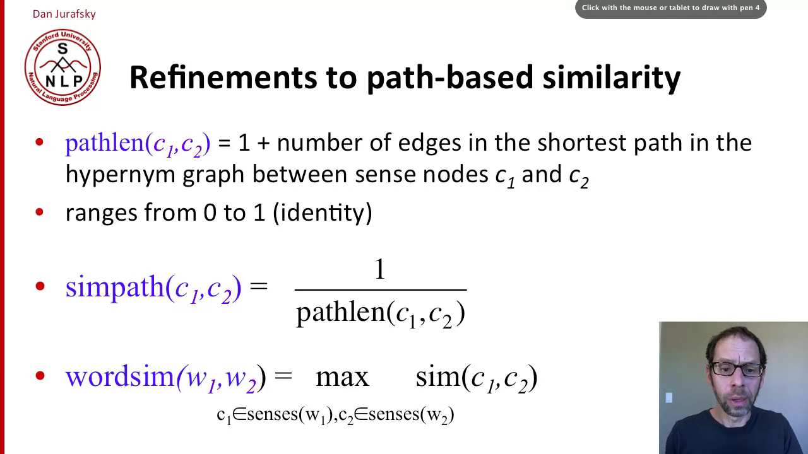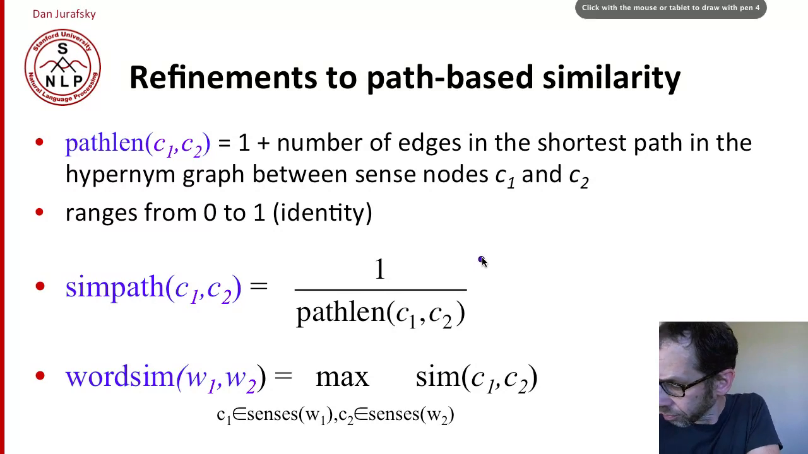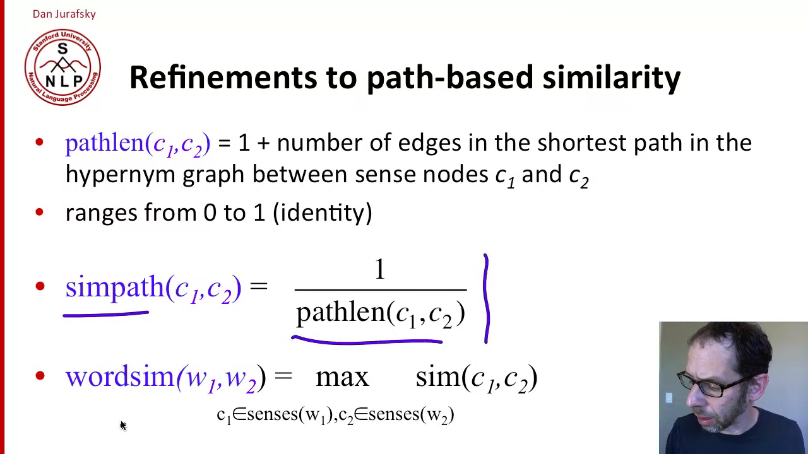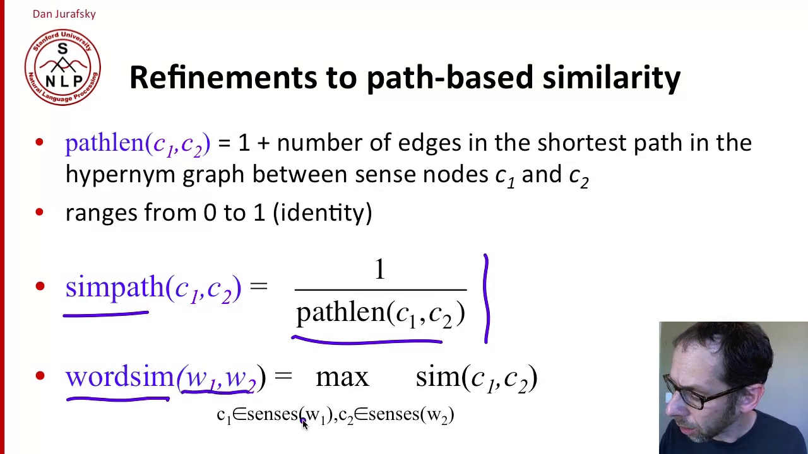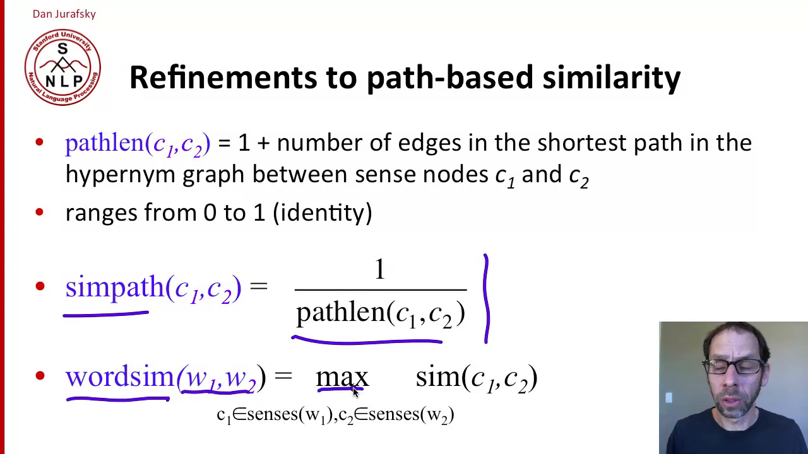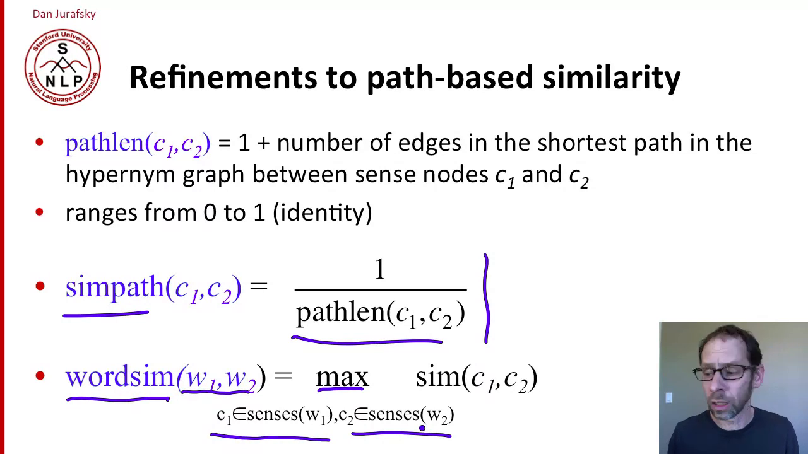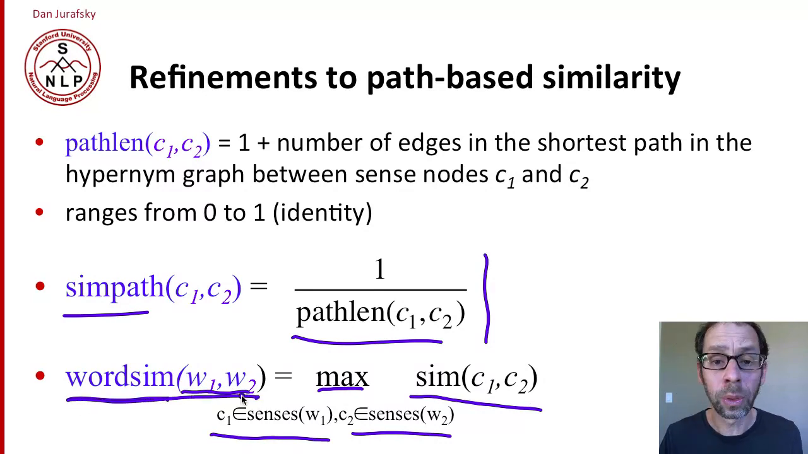Now we can turn path length, which is a distance metric, into sim-path, a similarity metric, simply by taking 1 over the distance. We take the path length and invert it, and we get a similarity metric. And sim-path is a metric of similarity between two senses or concepts, c1 and c2. We turn it into a metric between words by taking the maximum similarity among pairs of senses. So for all senses of word 1 and all senses of word 2, I take the similarity between each of those word 1 senses and each of those word 2 senses, and I take the maximum similarity between those pairs. And that's the similarity between the words.